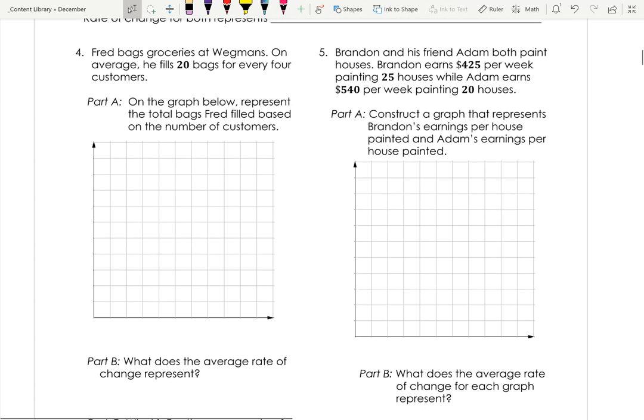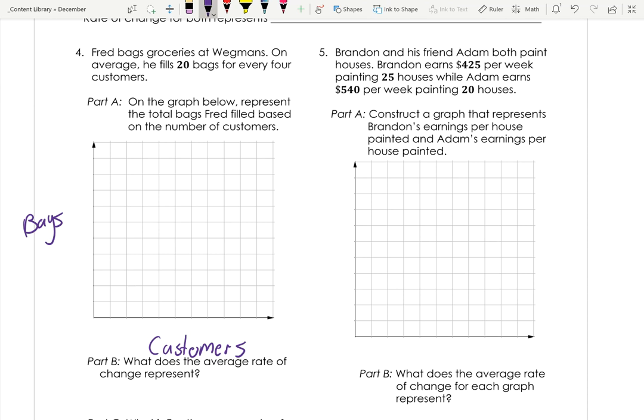Okay, now number 4. So Fred bags groceries at Wegmans. On average, he fills 20 bags every 4 customers. So on the graph below, represent the total bags Fred filled based on number of customers. So a couple ways you could do the graph. The way I'm going to write my axis, on the bottom will be customers he helps.